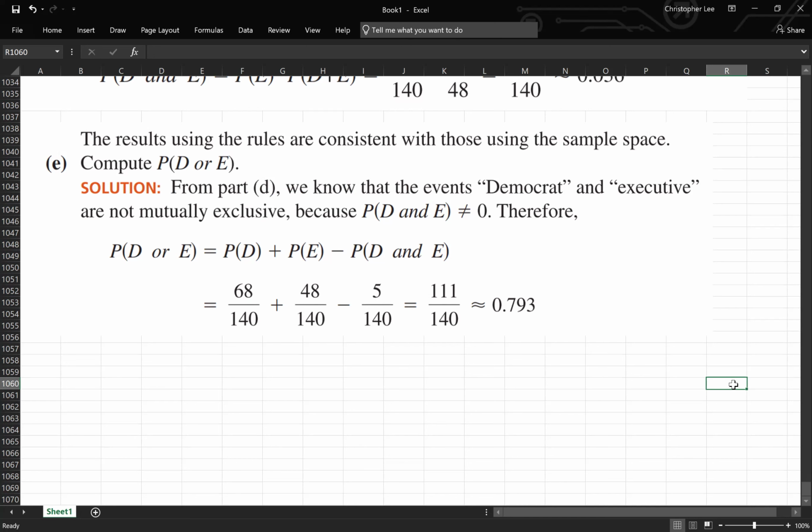You don't have to give me the decimal. I'm cool with the 111 over 140. All right.